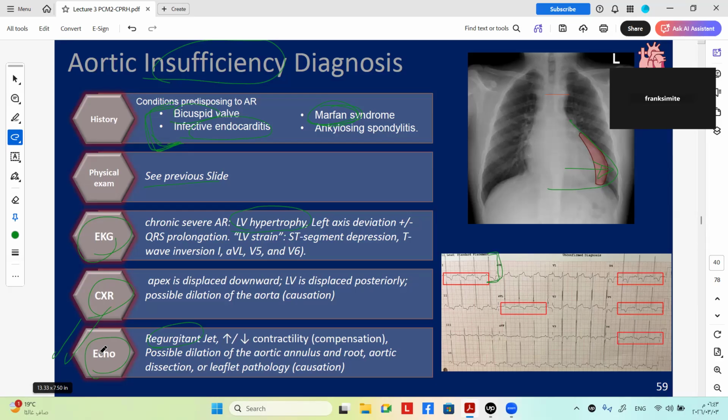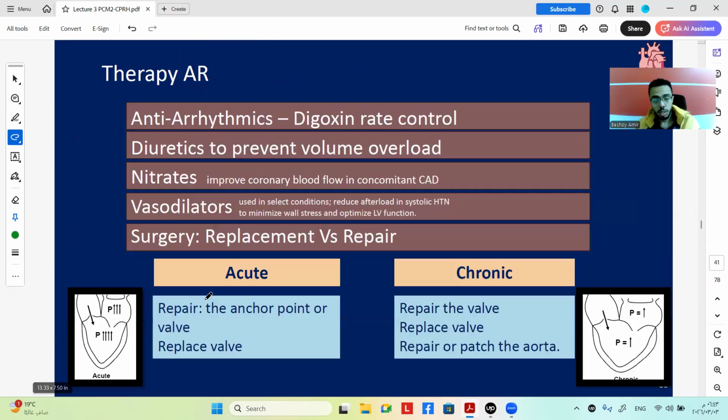Who is the boss in coronary artery disease? Who is the gold standard investigation in coronary artery disease? Coronary angiograph. Yes, great. Very, very high yield questions, by the way.